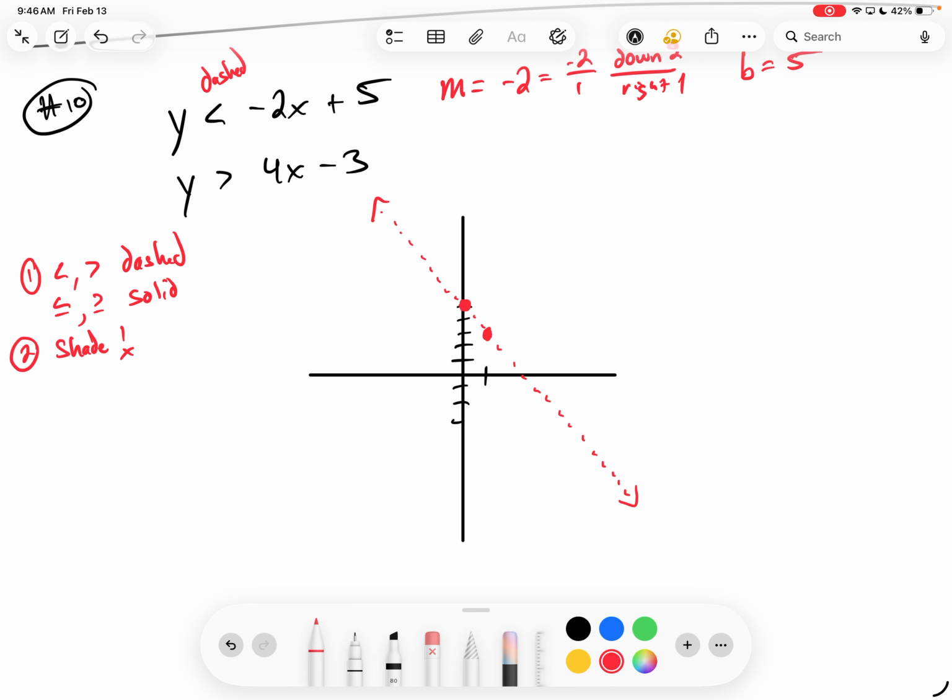Okay. Now to shade this, sometimes you can look at it and say, okay, it's less than, so I should shade down here. But if you need to, and you might need to, that's fine. For shading purposes, you plug in a point that's not on the line. So if I plug in 0, 0, 0, 0 is always the easiest one to plug in if you can. You just can't plug it in if it's on the line. Is 0 less than 5? That is true. So I shade towards 0, 0. Okay? So I'm going to shade this way. I'm just going to put a little arrow right here to remind me that I'm going to shade down there.